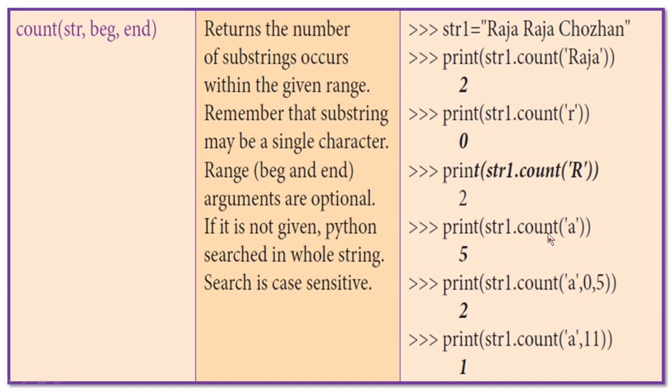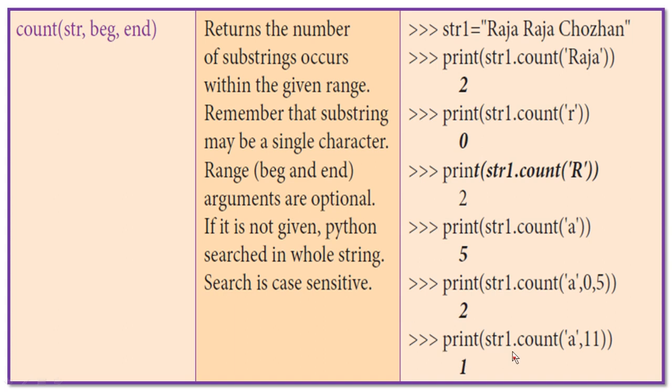Print str1.count of small a. Small a occurs 5 times, so it returns the value 5. And the next example, print str1.count of small a with a range. The searching start index value is 0. End value is 5, that is 5 minus 1, that is 4. 0, 1, 2, 3, 4, up to the space. There are 2 a's here. There are only 2 a's in the range 0 to 4, so it returns the value 2.